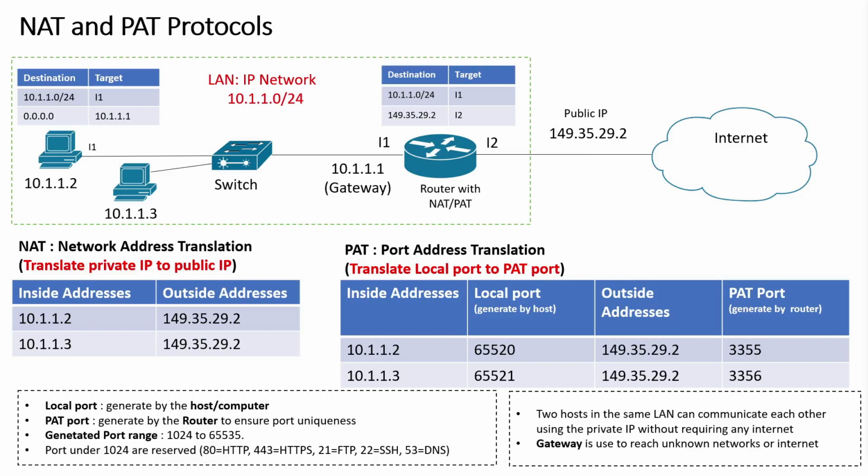Two hosts in the same LAN can communicate with each other using the private IP without requiring any internet. A gateway IP is used when a host wants to reach internet or another network. That's all for this session, and I hope that now you have a good understanding of the main components of a local area network.